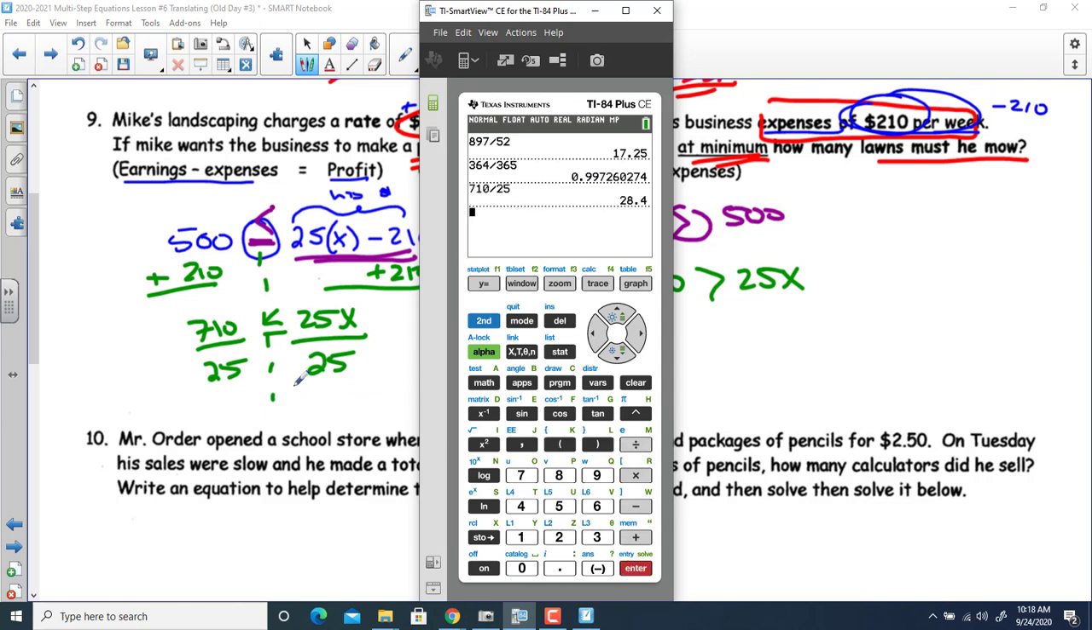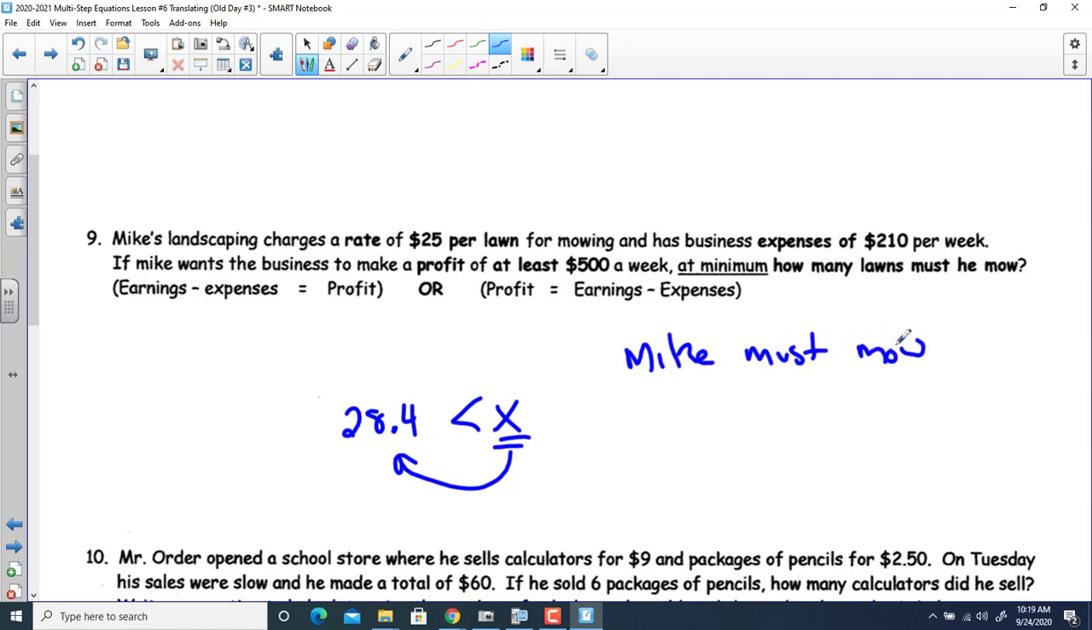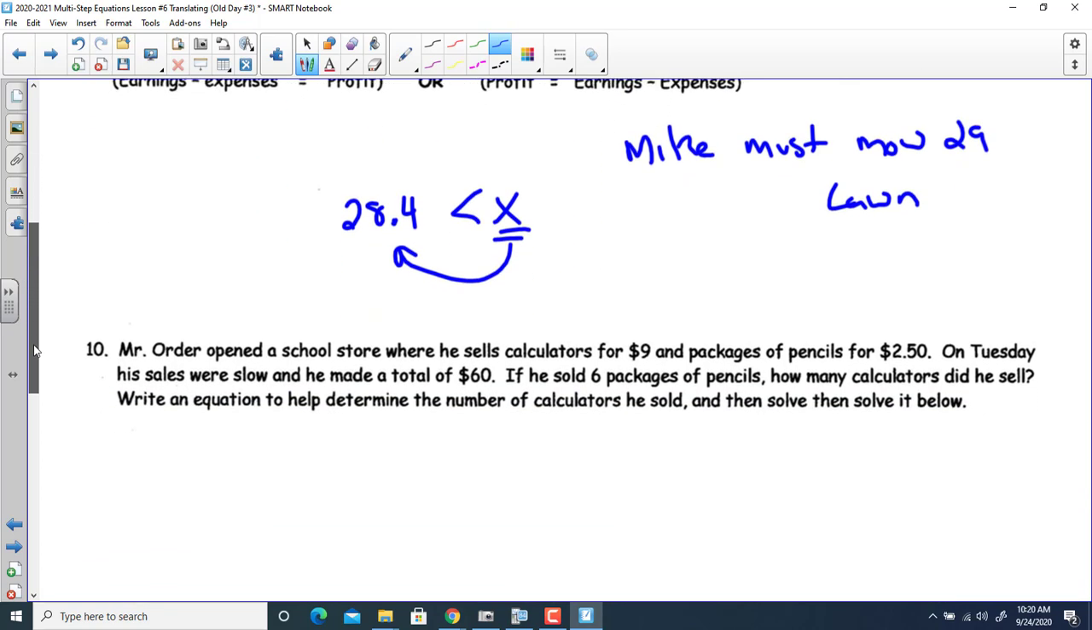And he gets 28.4, less than X. Folks, the amount of lawns he must mow, if you read it from the variable to the number, has to be greater than 28.4 lawns. So the minimum number of lawns he mows, Mike must mow, yes, 29. Thank you, people, and I appreciate the feedback in the chat. Mike must mow 29 lawns to earn at least $500 profit. Everybody cool with that? Sorry about that little crash there.